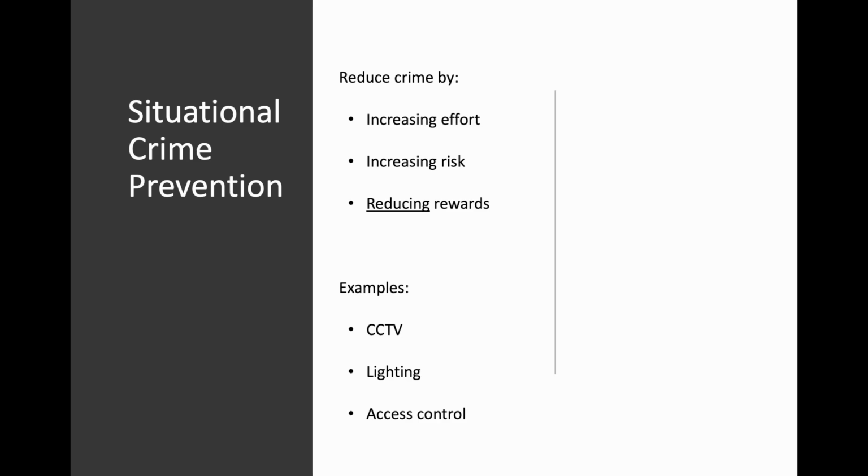If offenders evaluate effort, risk, reward, and opportunity, then crime can be reduced by altering those situational factors. Situational crime prevention strategies generally aim to increase effort, increase risk, reduce rewards, reduce provocations, or remove excuses. Now, examples of this can include things like CCTV cameras, improved lighting, target hardening, access control, anti-theft devices, surveillance systems, neighborhood guardianship, and environmental design.